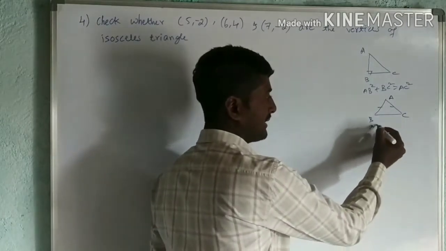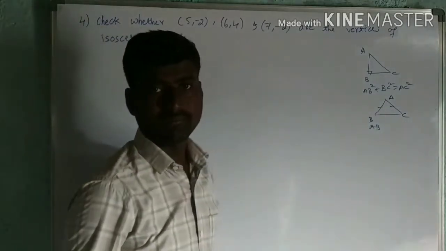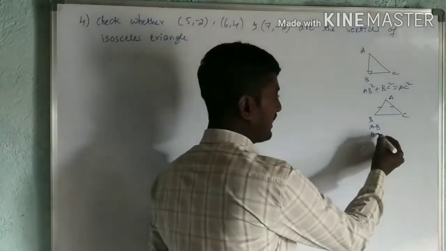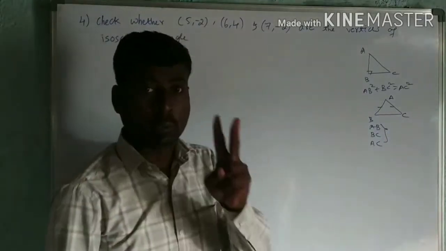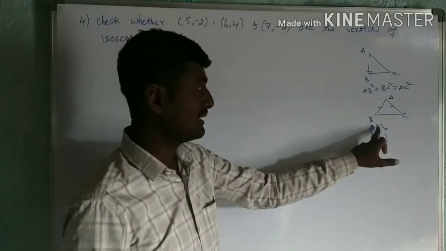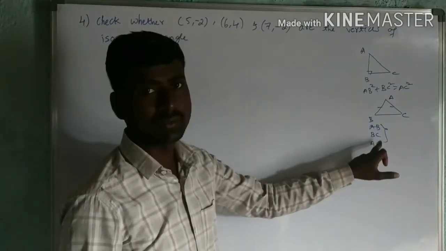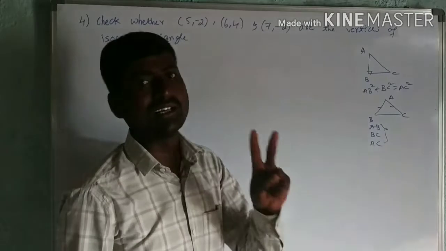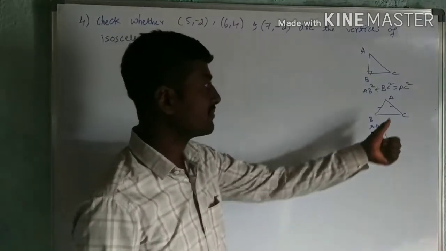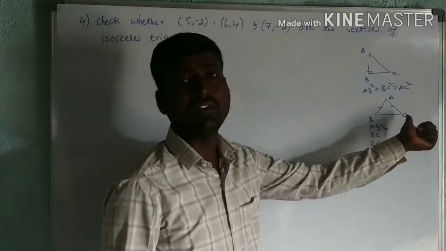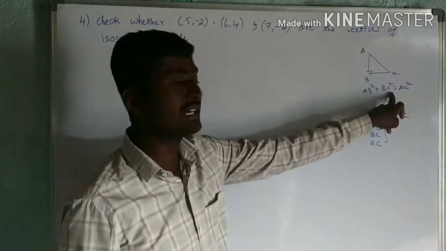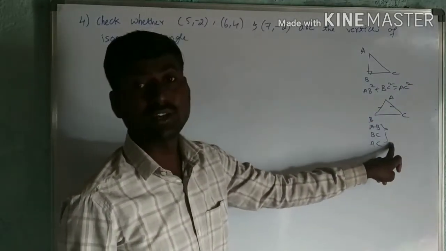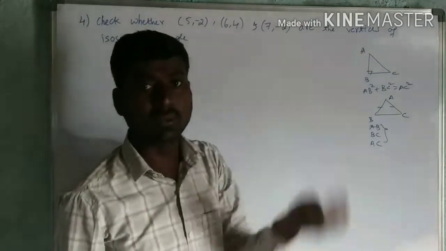Now by applying the distance formula I find AB, BC and AC. In these 3 sides, if any 2 sides are equal, either AB BC, AB AC or BC AC, then I can say that ABC are the vertices of an isosceles triangle. Okay. So this is for a right angle triangle and this is for an isosceles triangle. Any 2 sides must be equal.